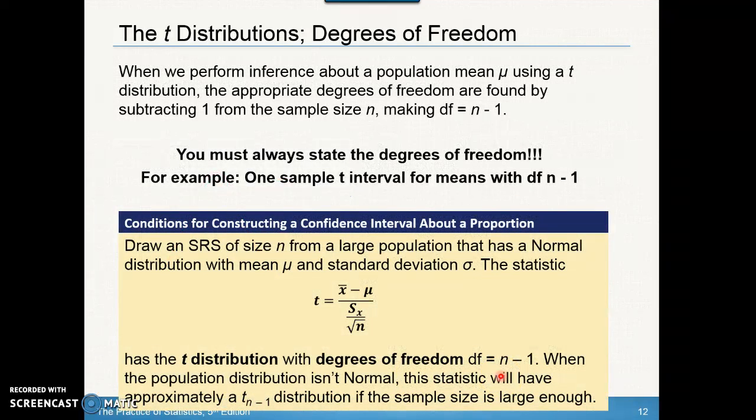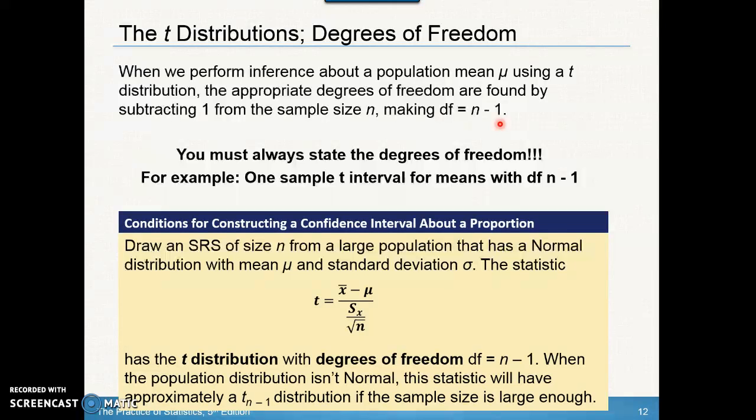Okay, so what does that allow us to do? When we perform inference about a population mean mu using a t-distribution, the appropriate degrees of freedom are found by subtracting 1 from the sample size. So you always want to state your degrees of freedom when you are talking about a t-distribution, because that's going to tell us how close it is to the normal curve. Like I said, every t-distribution is going to look different depending upon the sample size.